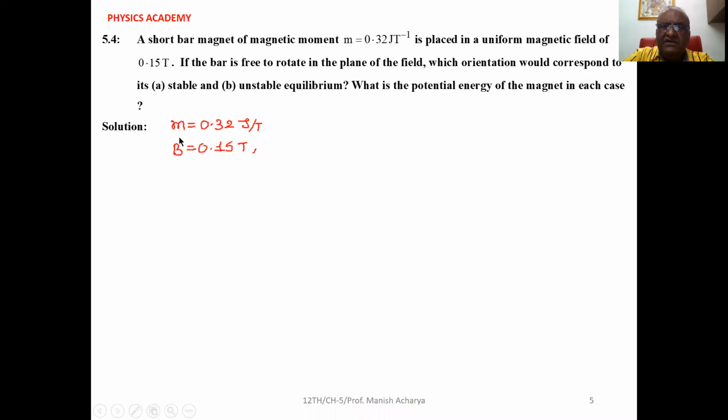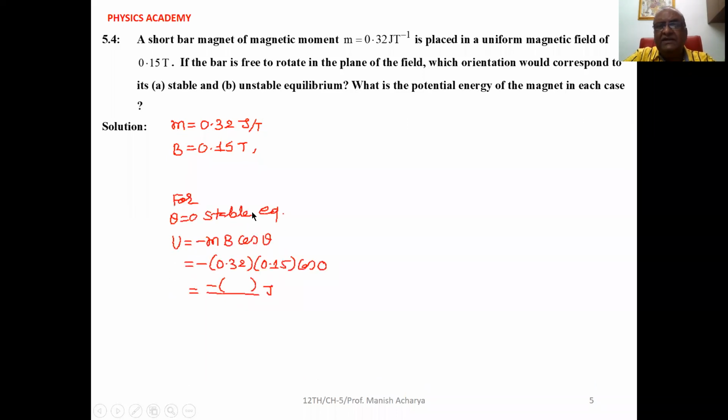Now, the magnetic moment given to you is 0.32 joule per Tesla. It is placed in a uniform magnetic field B of 0.15 Tesla. Which one is the position for stable equilibrium? When the angle between the magnetic moment and the external field is equal to 0, meaning both are in the same direction, that is the stable equilibrium. So we can write, for theta equal to 0, we will get stable equilibrium.